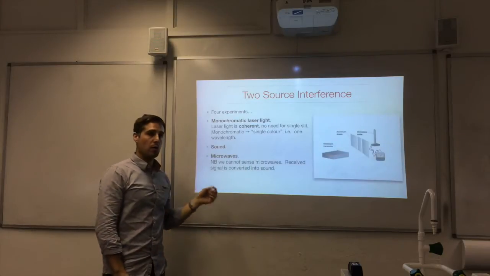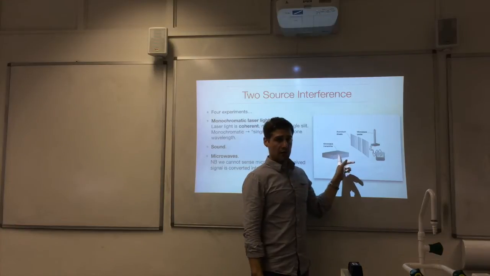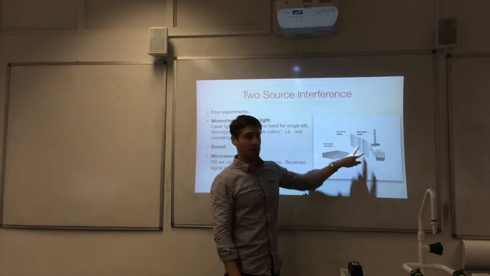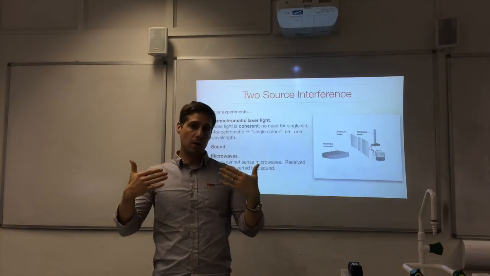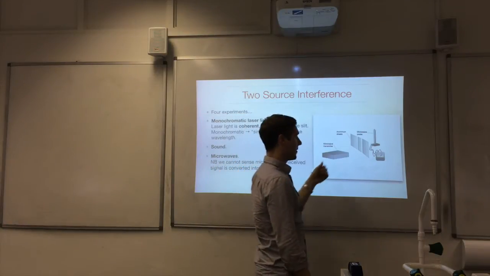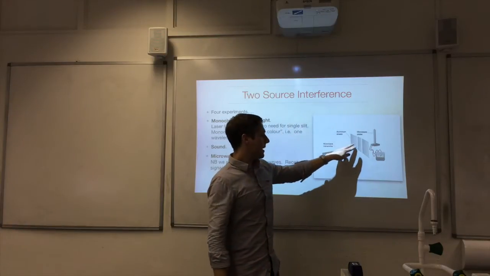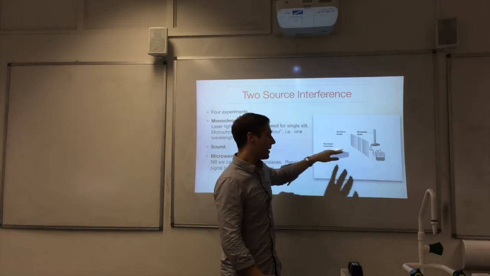Then we have microwave two-source interference. Here you have a microwave transmitter, and you have some aluminium plates. Aluminium will cause microwaves to be reflected. They can't pass through the aluminium plates. And if you put a couple of gaps in there, then that gives you your 2 sources of microwaves.